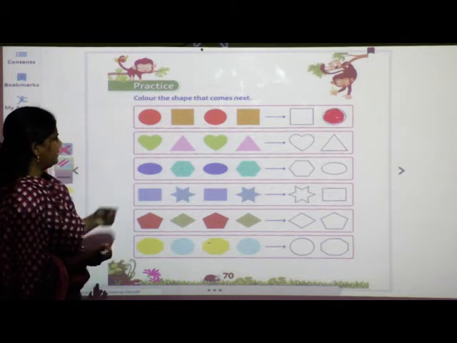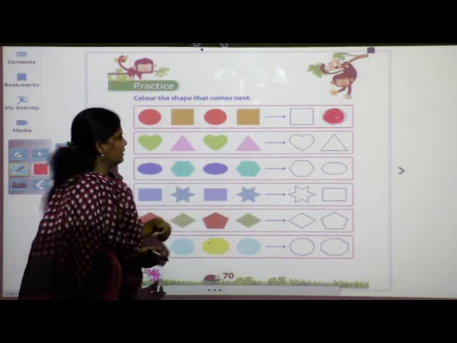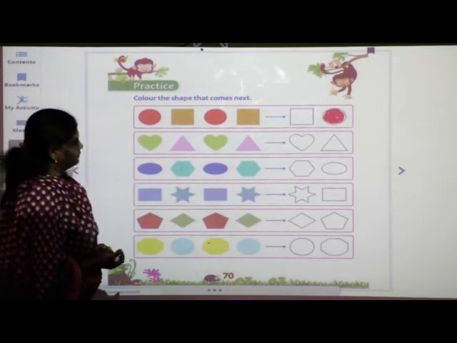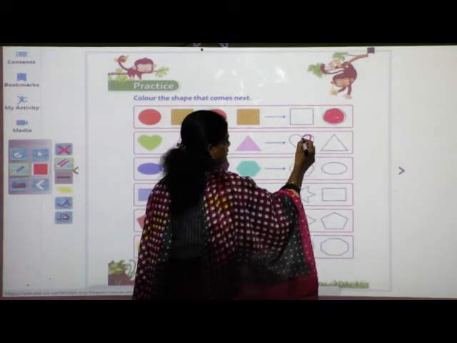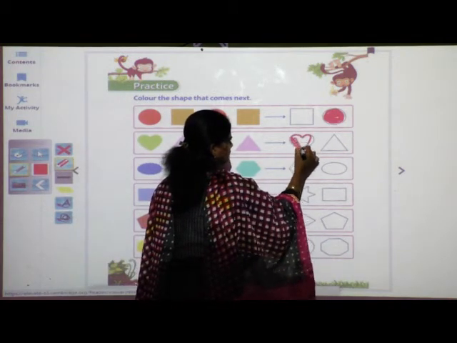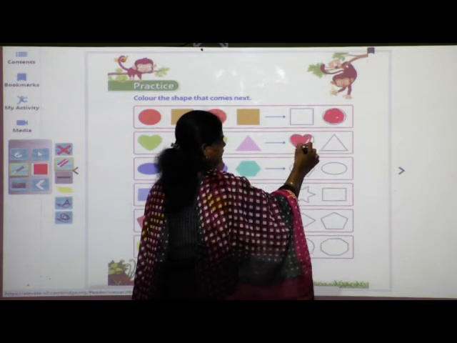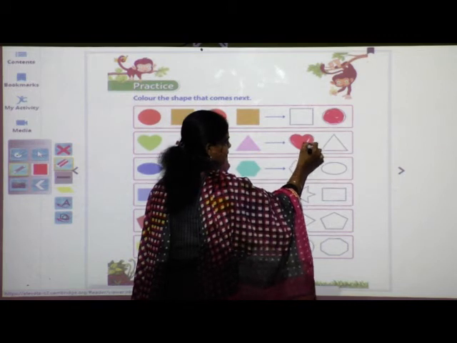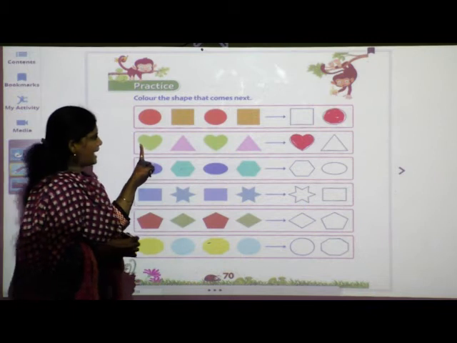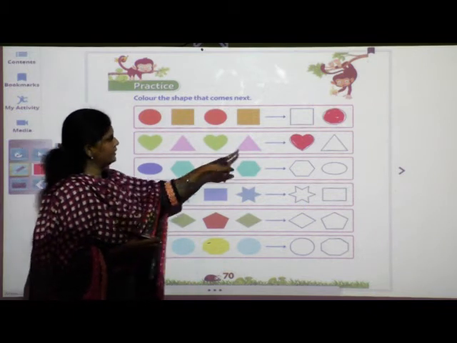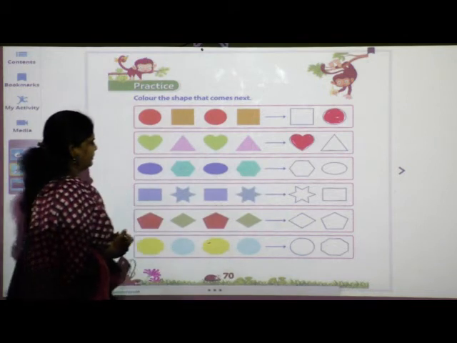Now next, heart, triangle. So here which shape will come? Yes, heart. So color that. Why have we colored the heart shape? Because in this pattern first is heart and second is triangle, and the last is triangle. So after triangle, the heart shape comes.